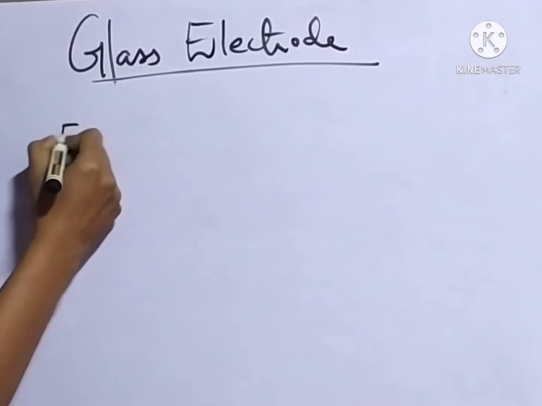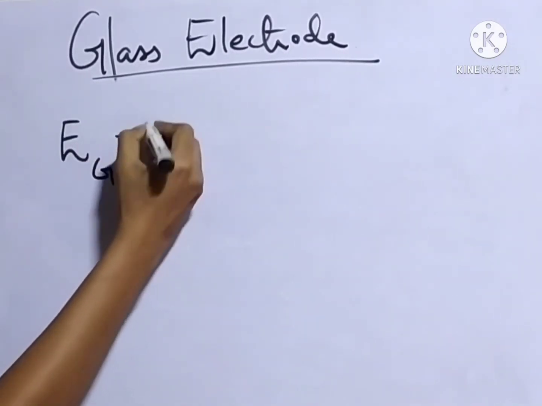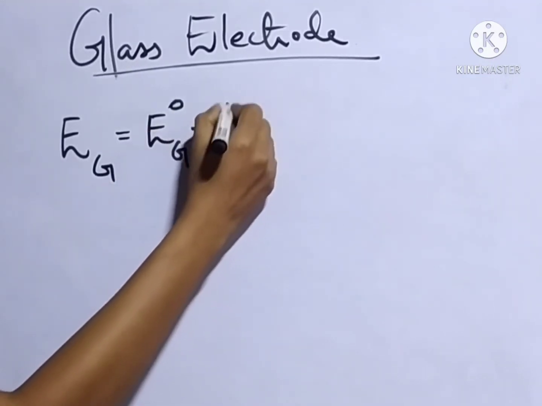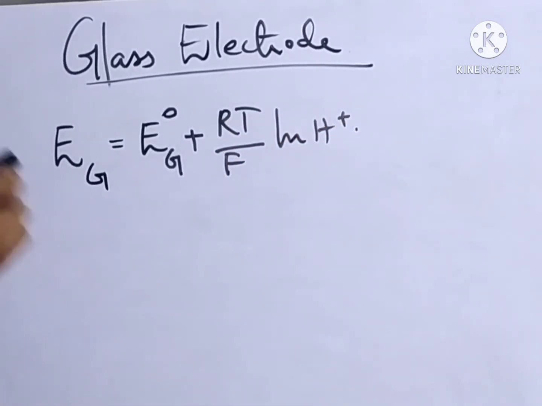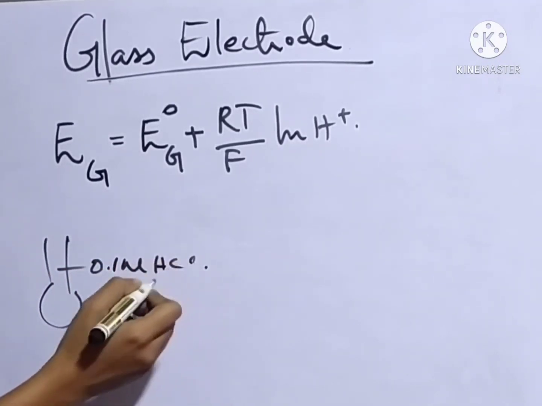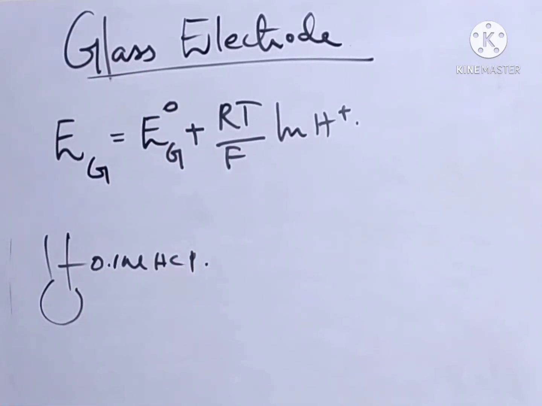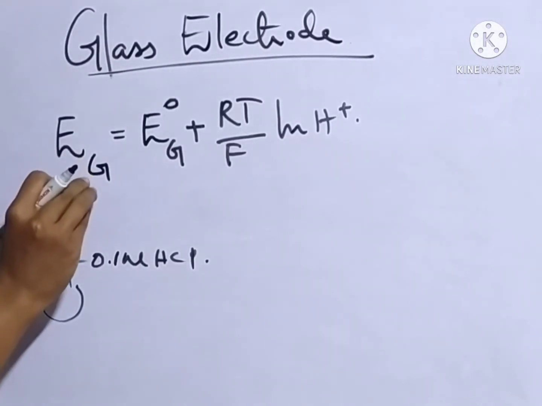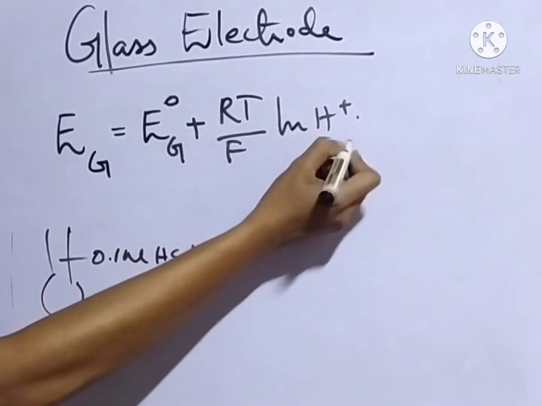If EMF of glass electrode is Eg, then Eg equal to E0G plus RT by F ln H plus. The glass bulb contains 0.1 molar HCl, so the potential difference of this particular electrode depends on the concentration of H plus ions. That is why EMF of glass electrode equal to E0 glass electrode plus RT by F ln H plus. Okay.